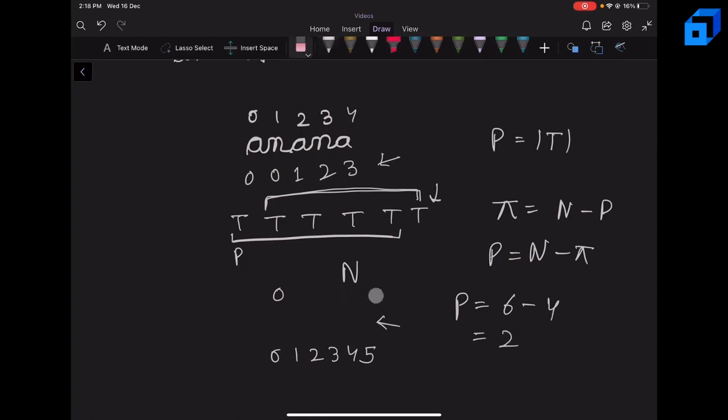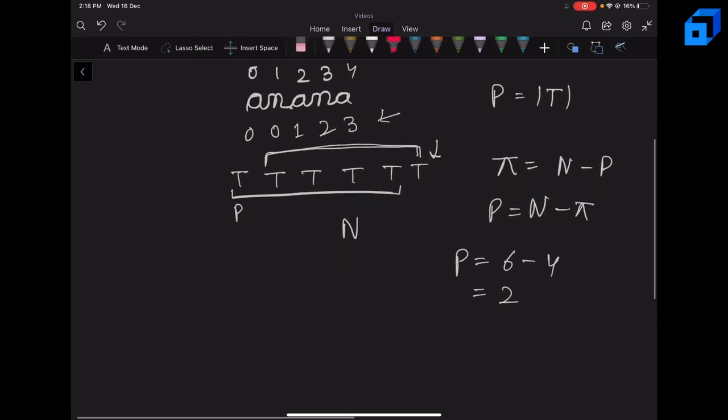But there is a catch. We know that the period should divide n. So we also have to check if n modulo p is equal to 0. If n modulo p is equal to 0, then p will be the period. Otherwise, the period will be n.